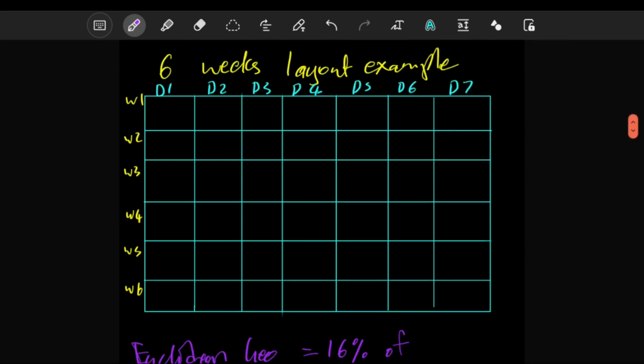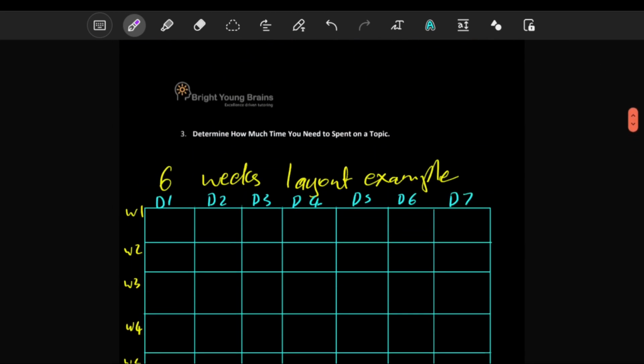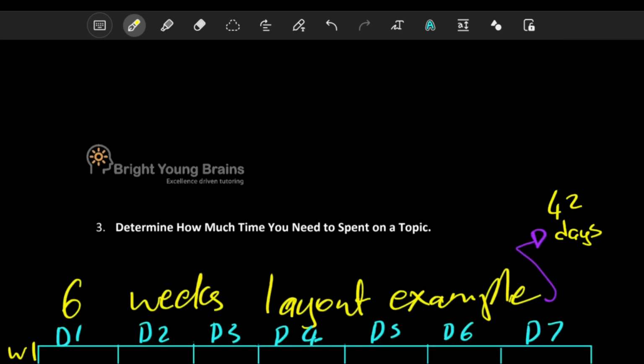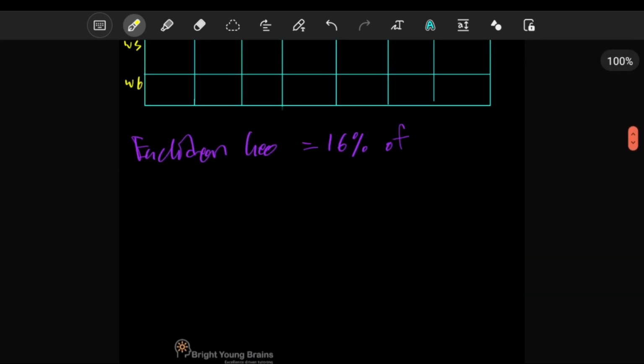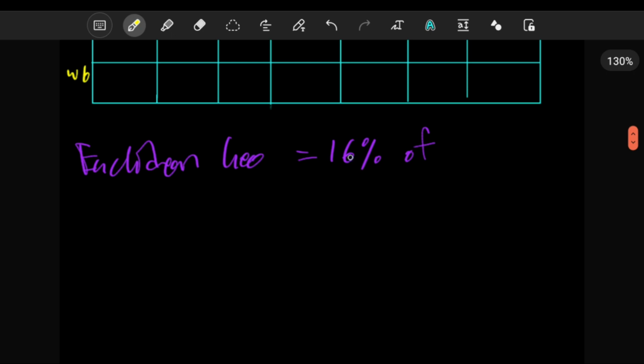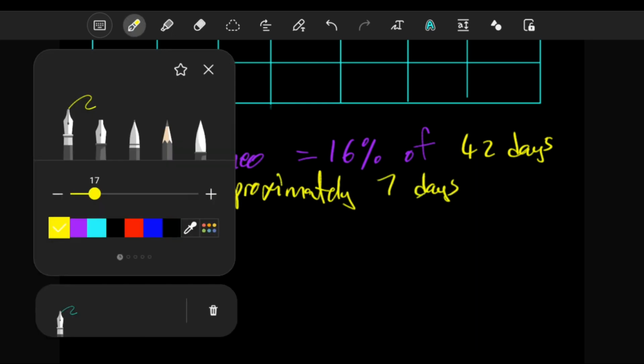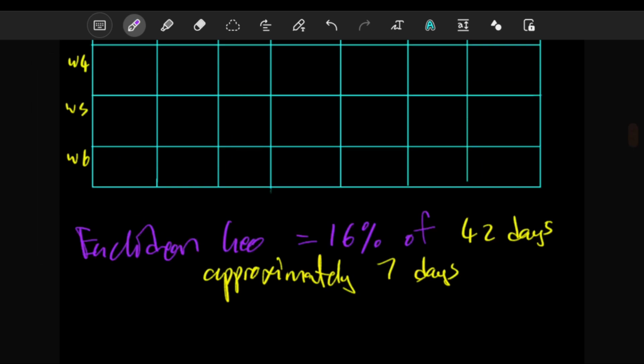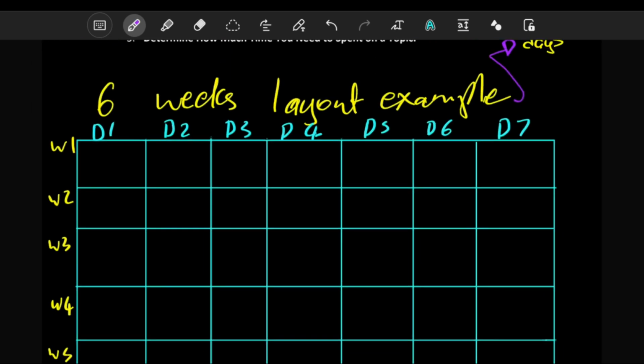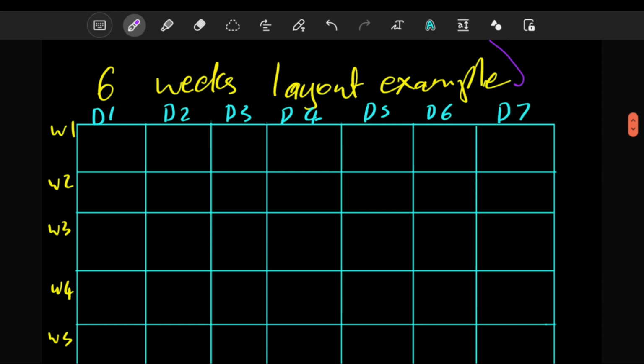So obviously these 6 weeks, it's 6 times 7, right, which is 42 days. Now obviously what that means is Euclidean geometry needs to take up 16% of 42 days, of which in your calculator 16% of 42 is just approximately 7 days. There we go. So now you know that if I'm going to start off with Euclidean geometry, it needs to be done within the first week.